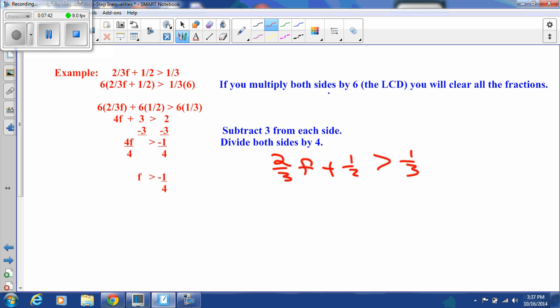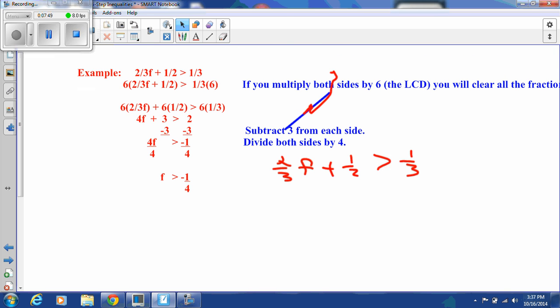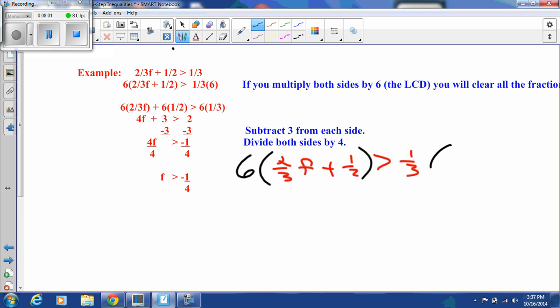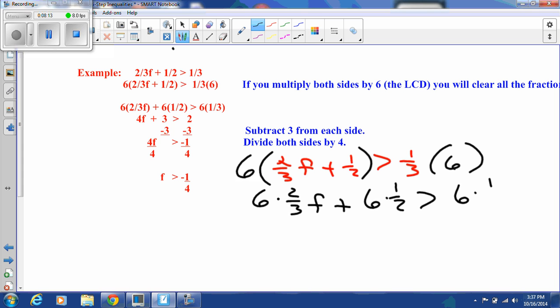So I'm going to multiply the left-hand side by 6 and the right-hand side by 6. But when you do that, you have to distribute. So that gives me 6 times 2/3 f plus 6 times 1/2 is greater than 6 times 1/3. I'm multiplying everything by 6.